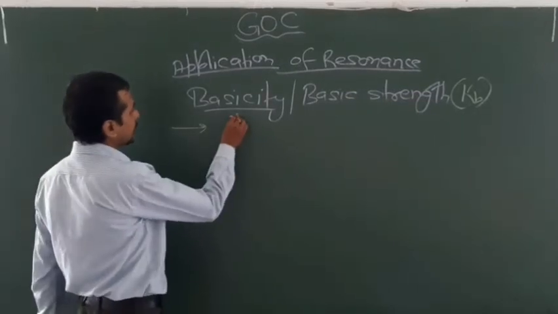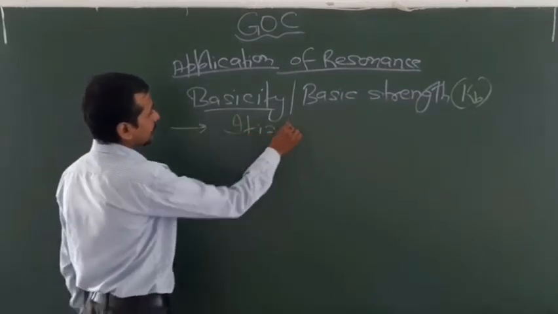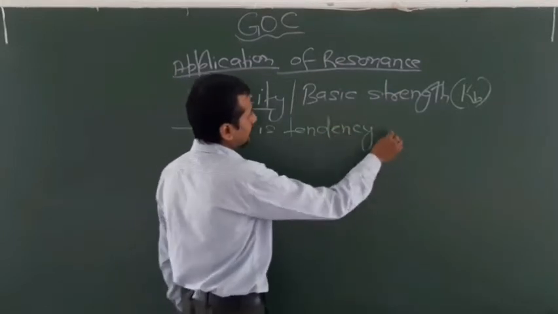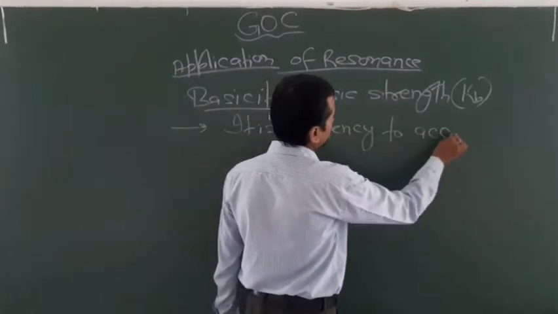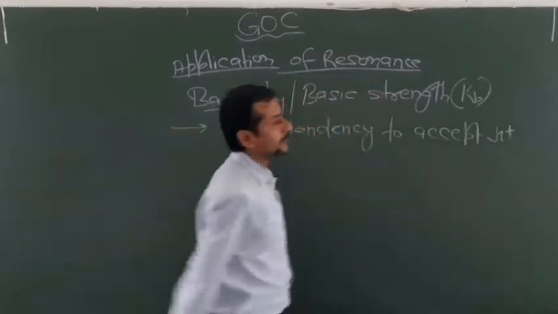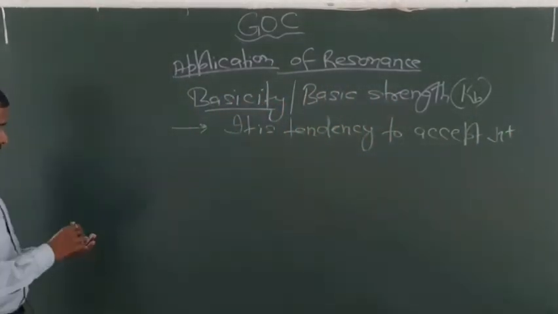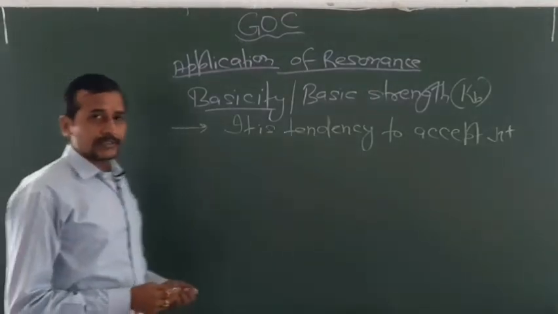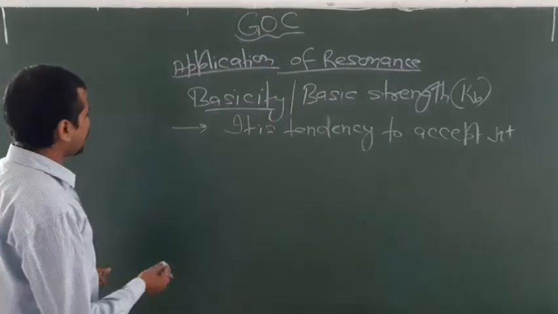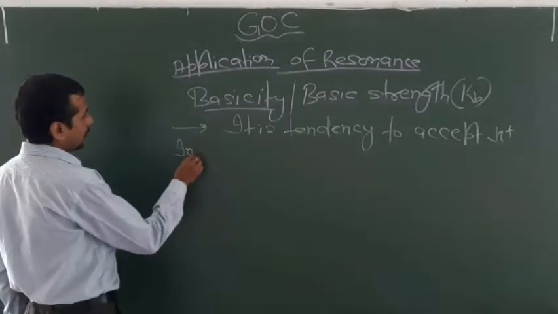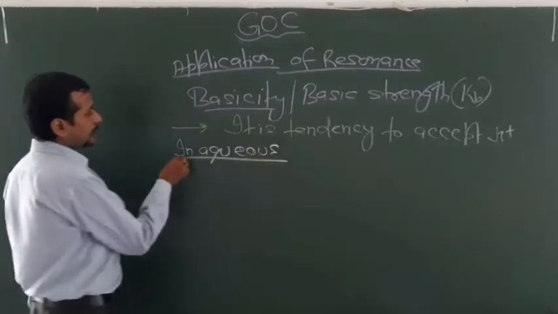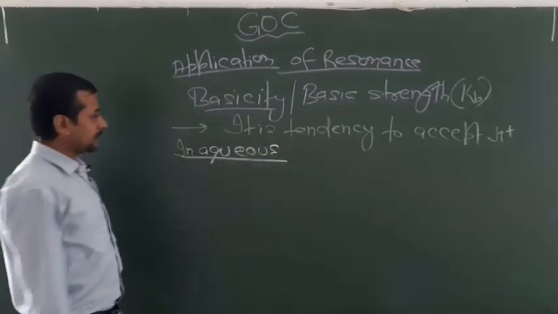Basically it is the tendency to accept H plus ion. Now how do you write the value of Kb? Look here, in aqueous solution. Here aqueous means in water.